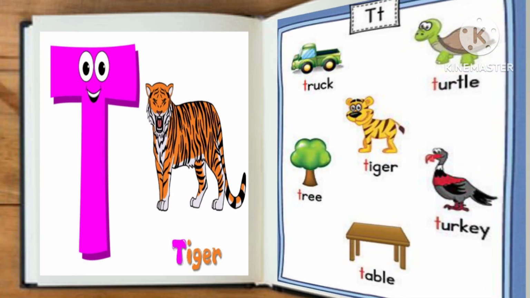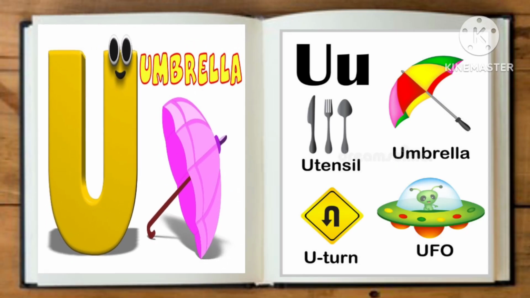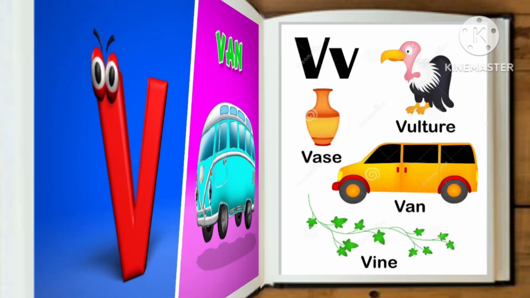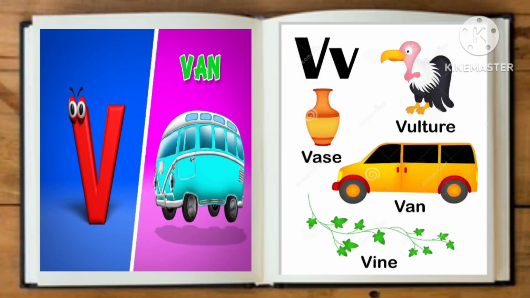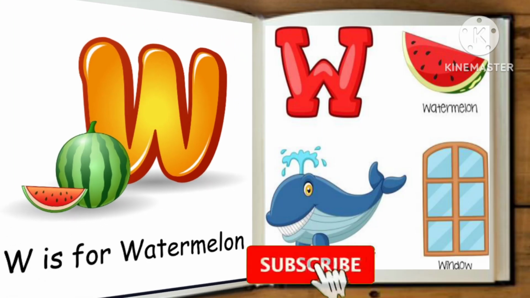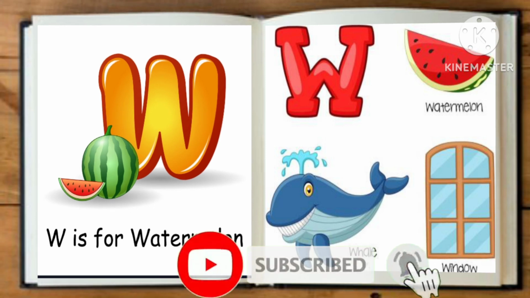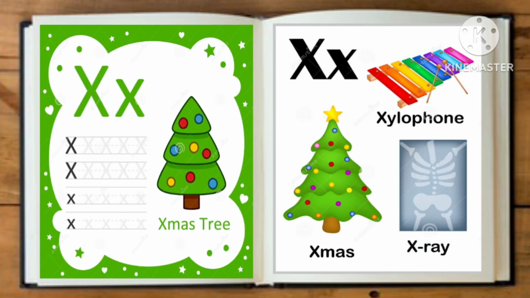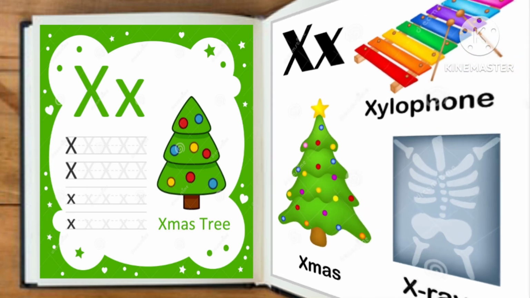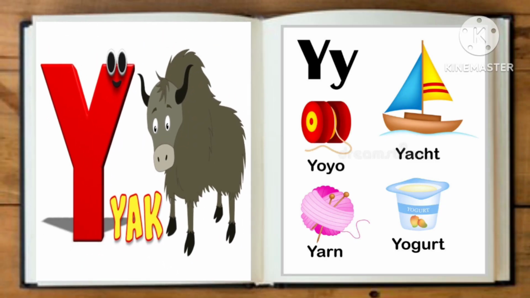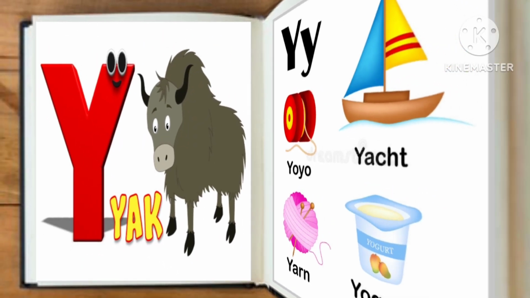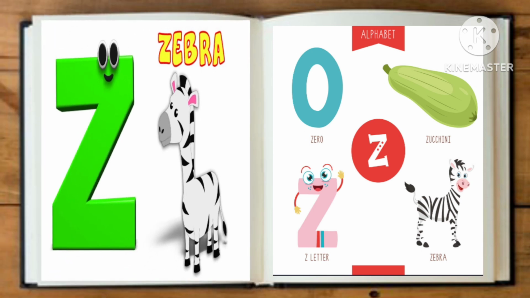U for umbrella. V for van. W for watermelon. X for Xmas tree. Y for yak. Z for zebra.